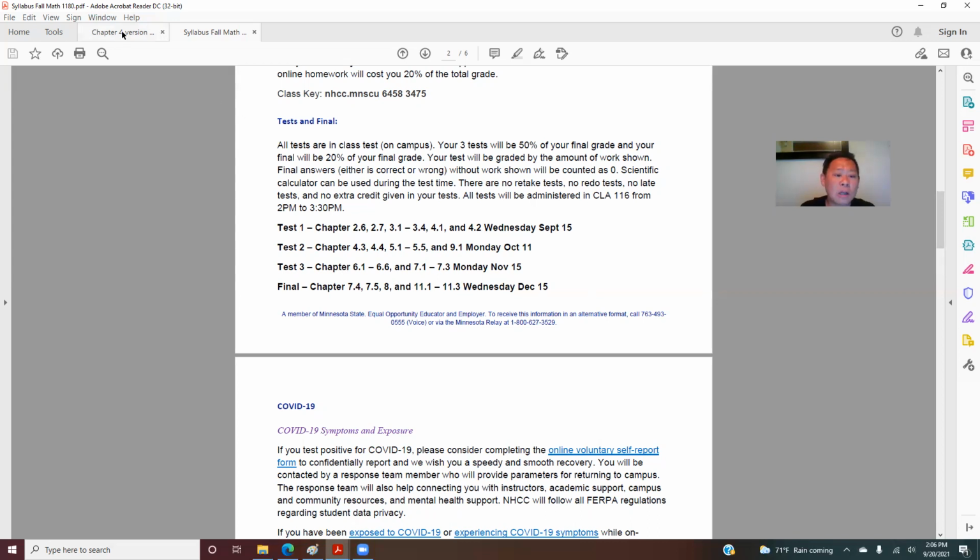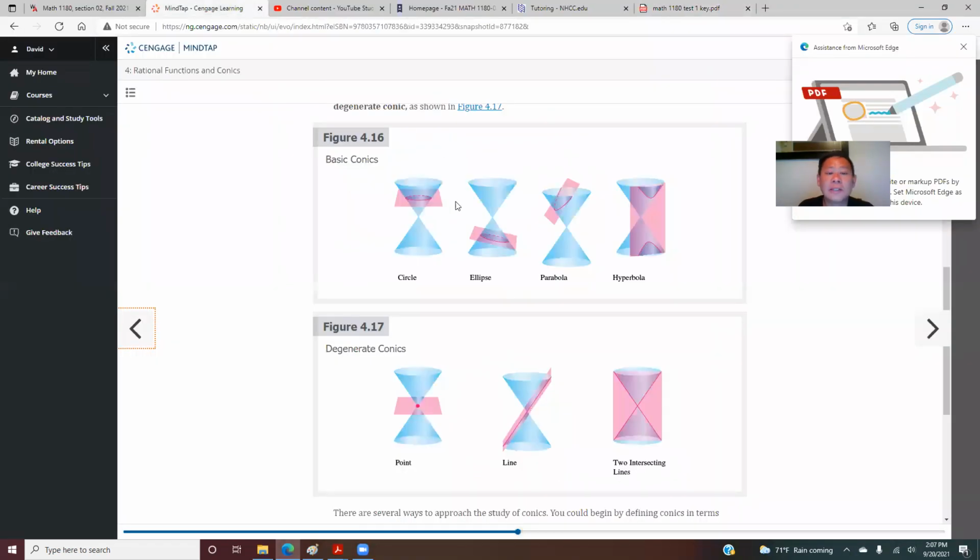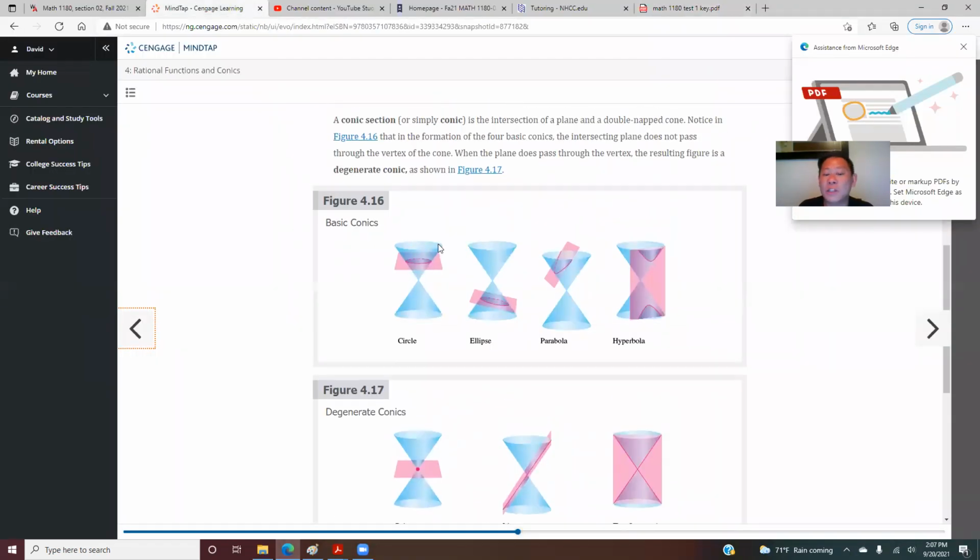So we will continue with 4.3 and 4.4, which is called the conic sections. So what is a conic section? A conic section is where you have a cone, like an ice cream cone, and you make what we call a double napped cone. This is a picture of it. It means you take a cone like an ice cream cone and place one on top and one on the bottom, sideways.